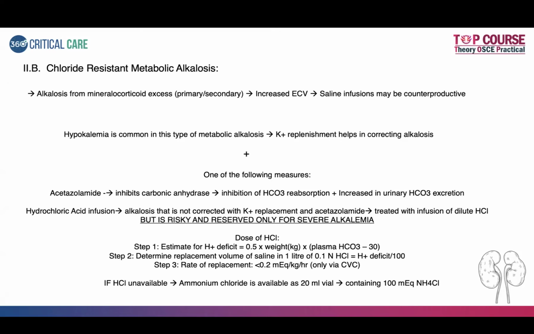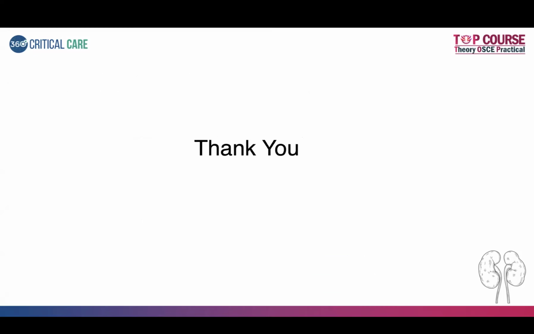So with regard to chloride resistant metabolic alkalosis, three things need to be kept in mind. You go with potassium replacement if it is low, then consider acetazolamide. And if, with potassium supplementation and acetazolamide administration, the alkalosis is still persistent and severe, then you need to consider hydrochloric acid infusion. If it is unavailable, then ammonium chloride can be supplemented. Thank you.